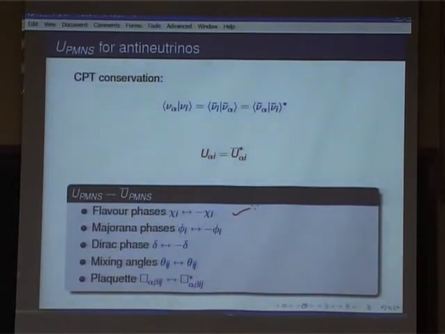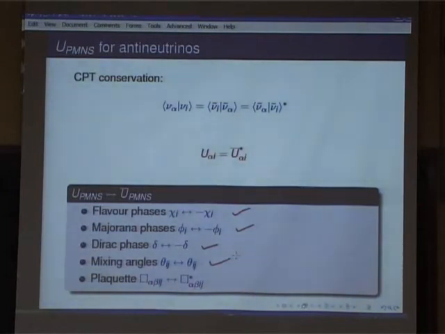Similarly, this phi1, phi2 will change sign. You see, all phases will change sign. So phi1 goes to minus phi1, phi2 goes to minus phi2. Dirac phase will change sign, it's also a phase. So delta goes to minus delta. Thetas are mixing angles. They are not complex, they are real. They don't change sign. So they stay the same.